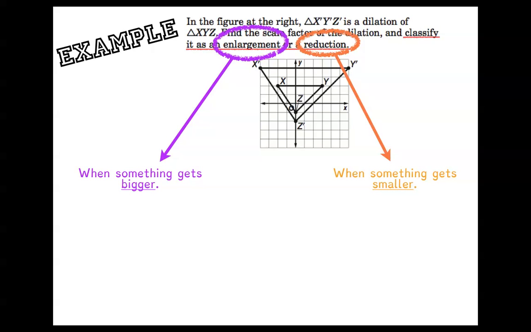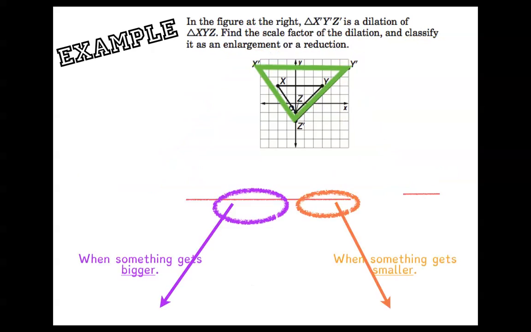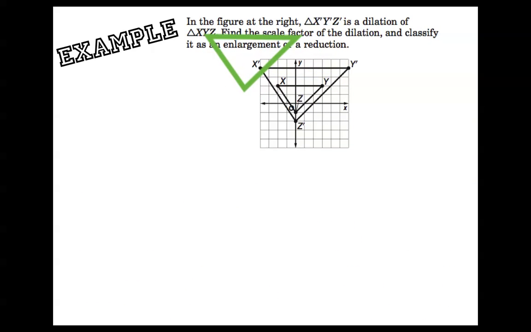Okay, so how do we know if this is an enlargement or a reduction? Well, which triangle did we start with? Did we start with the bigger one, or did we start with the smaller one? We started with the smaller one. How did I know that? Because that's triangle XYZ without the apostrophes, and the one with the apostrophes is where we ended up, and guess what just happened? It got bigger, so this is an enlargement, not a reduction. Okay, now we can find the scale factor.